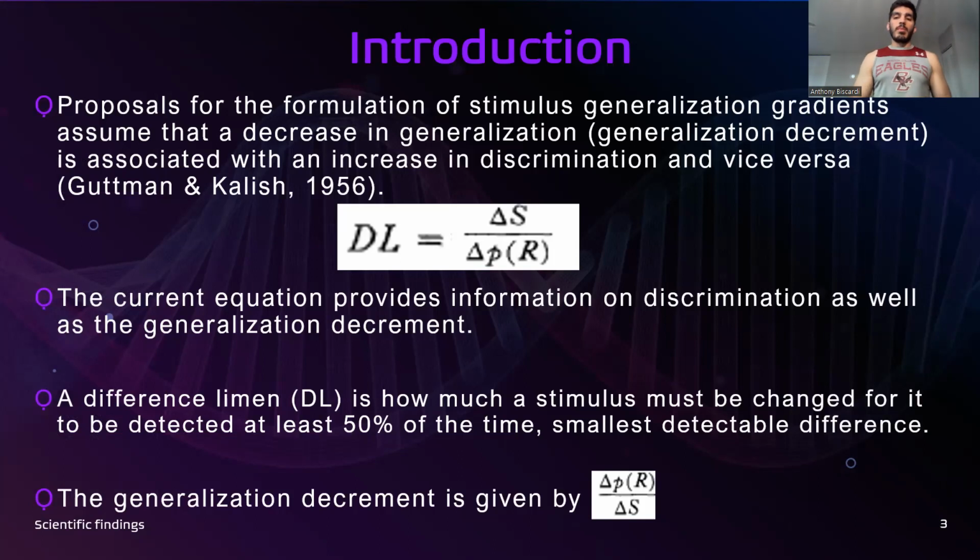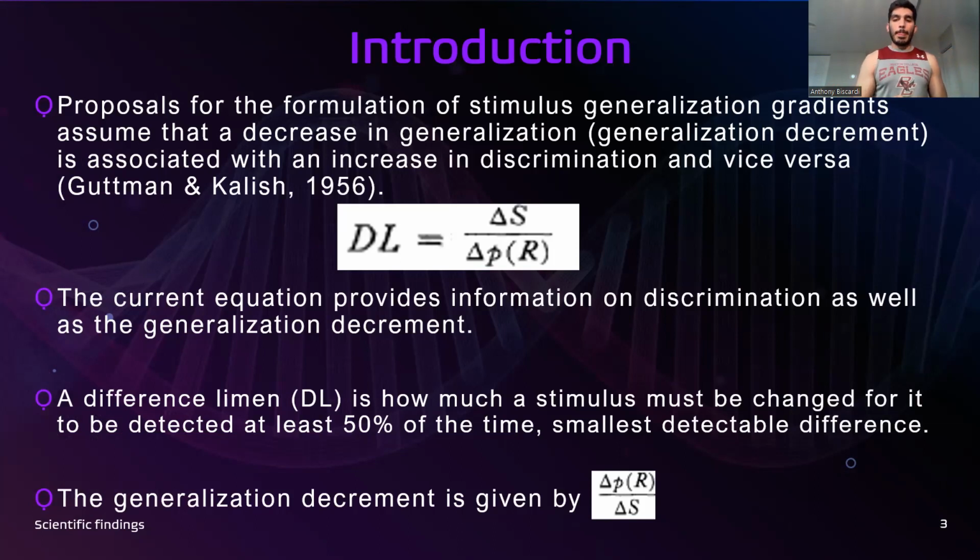So there's an equation here that provides information about discrimination as well as generalization decrement, and that is this difference limen equation, which DL is equal to delta lambda S divided by delta P times R. So what is the difference limen? This is basically the smallest detectable difference between two stimuli. So how much a stimulus must be changed for it to be detected at least 50% of the time.